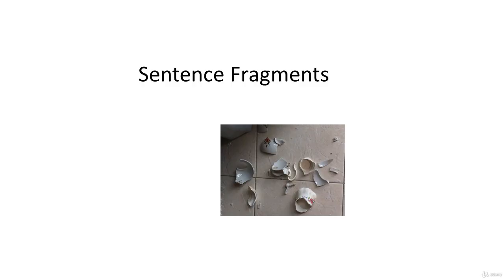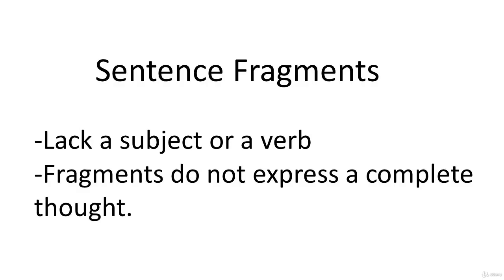Now, we talked in a previous lesson about how a sentence needs a subject and a verb, and how a subject and a verb form the core of a sentence. And so with sentence fragments, you have something that's trying to be a sentence, but it doesn't quite work. It's not complete. It lacks a subject or a verb, or it might have a subject and a verb, but it just does not express a complete thought. Let's look at some examples of what we're talking about here.